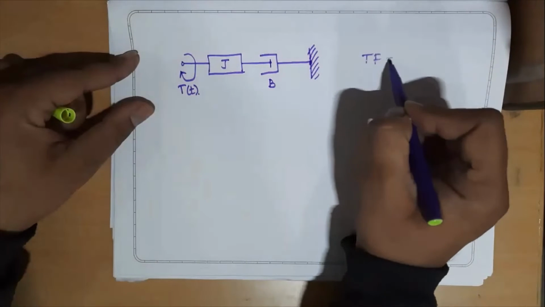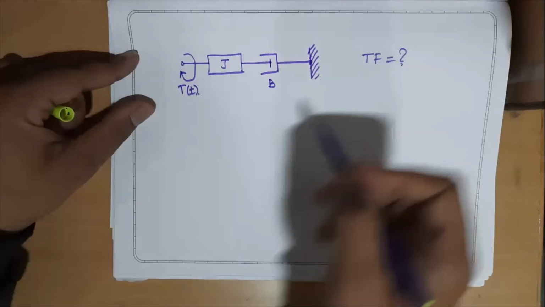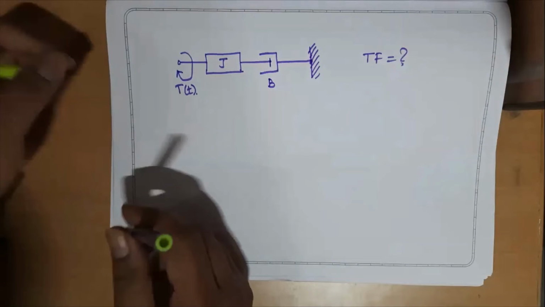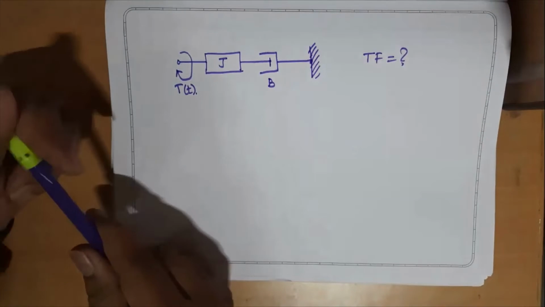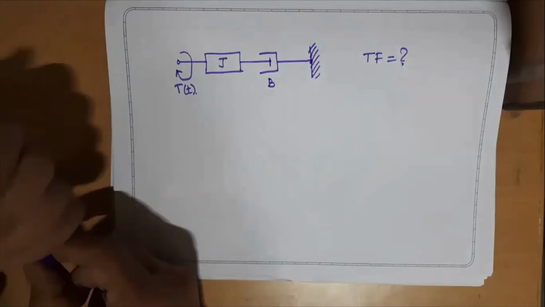So now I need to find the transfer function. The task is similar: the diagram is given, the input is given, then it is asked to find the transfer function. Just take this one numerical in your notes, and the things will be easier for the next examples. So how do you mark the output variables now?